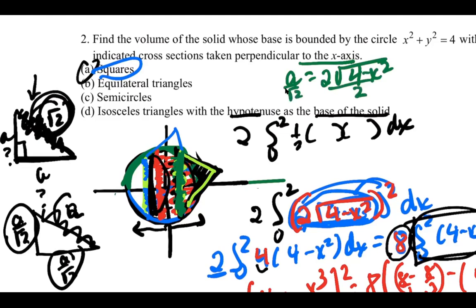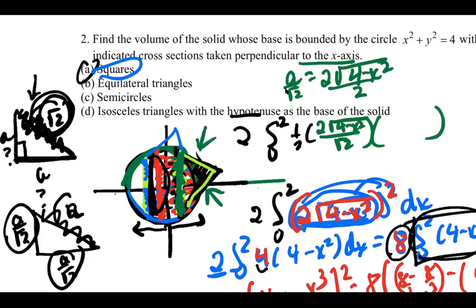So let's get some room here and see what happens. So you've got to think about your geometry. All right, so you have 2 square root of 4 minus x squared over root 2. And that would be one of the sides. And the other side, which is at the right angle to it, is 2 square root of 4 minus x squared over root 2. All right, these are going to cancel out because this is 1/2 base times height.